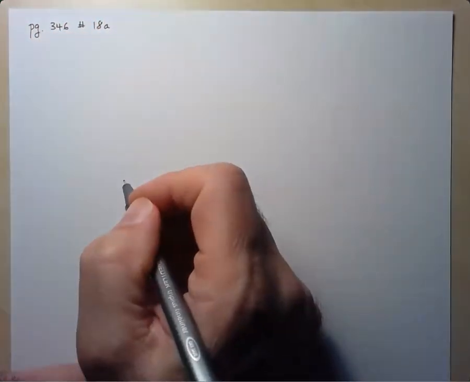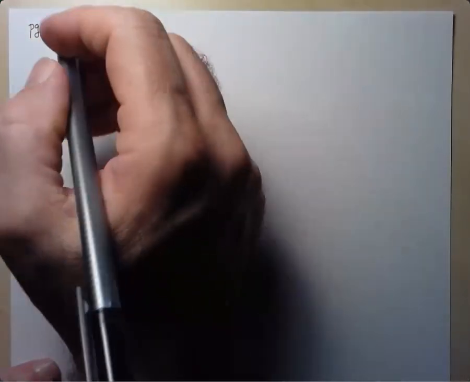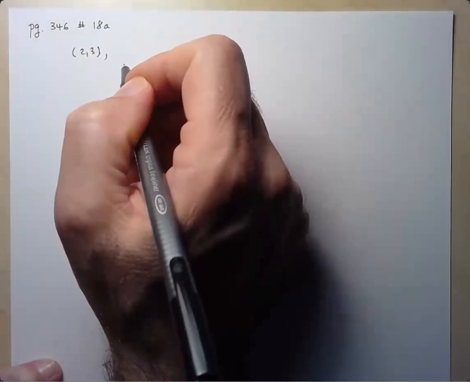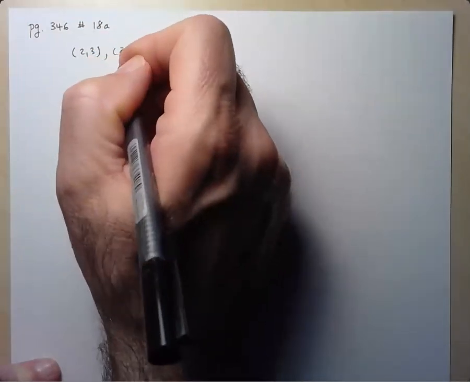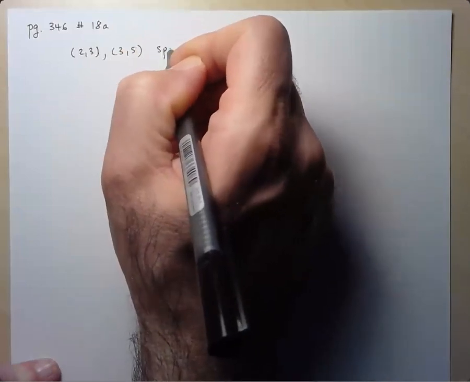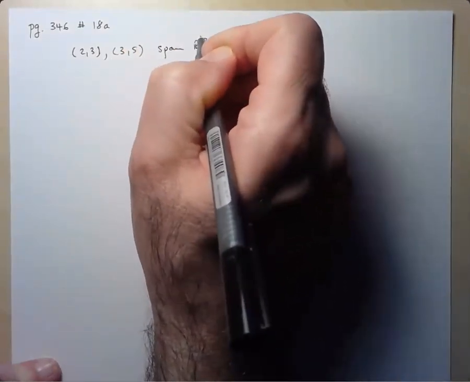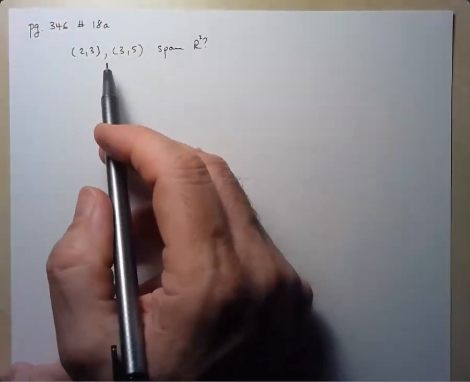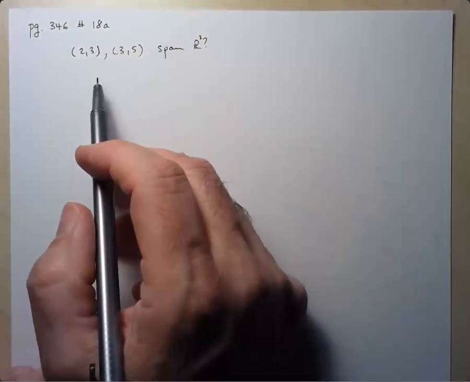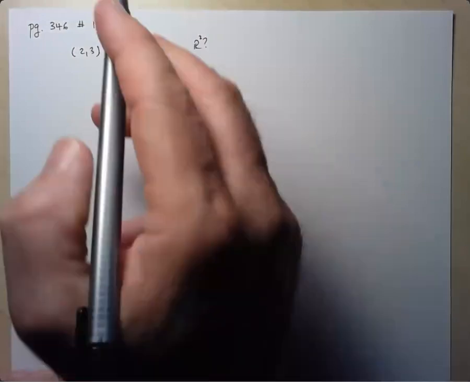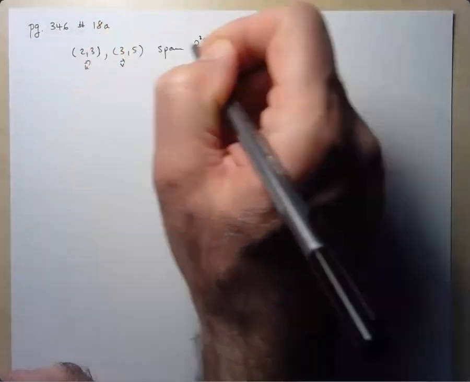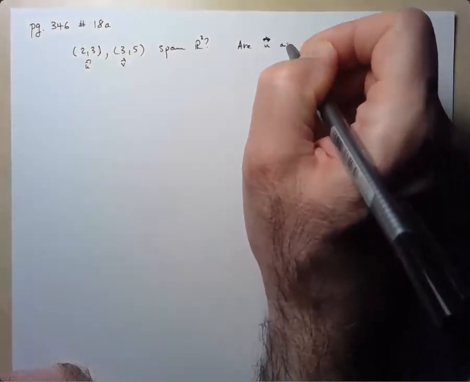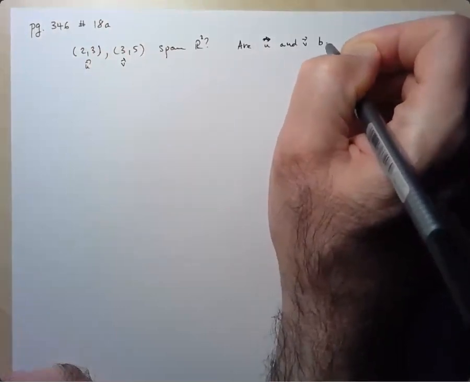So we'll just look at A, and it says explain why the vectors 2, 3 and 3, 5 span R2. So when we talk about, if you look at the notes, when they talk about spanning R2, essentially they're asking, are these two vectors, let's give them names, let's say U and V, they're not necessarily unit vectors, are U and V what we call basis vectors?